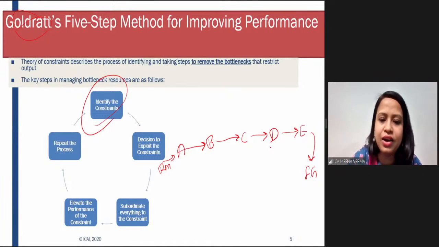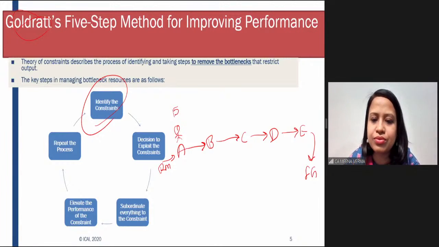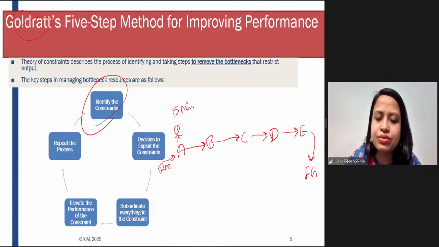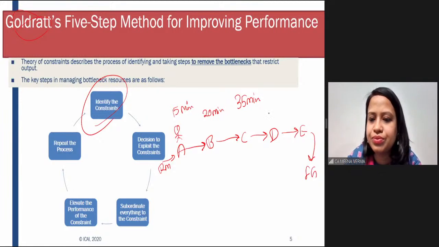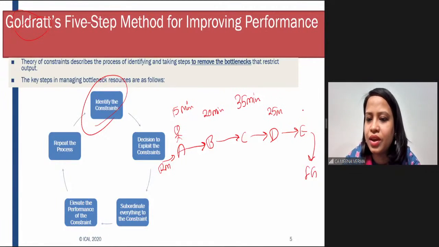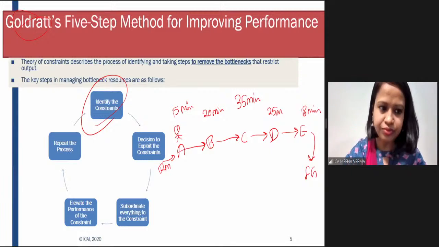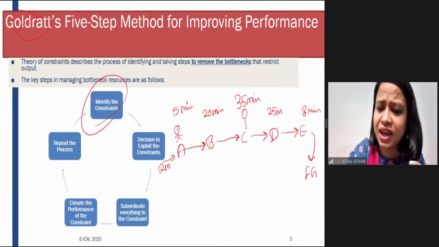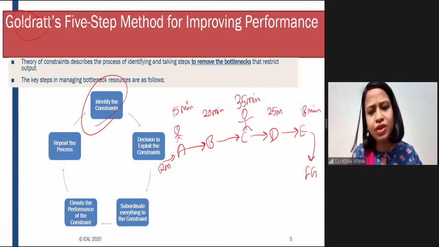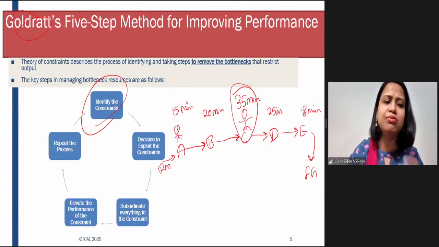I want to give you an example. For example, the labor working here takes 15 minutes, and the labor at this place takes 35 minutes to work. The labor working at this place takes 20 minutes to work, then 25 minutes and 18 minutes. So the maximum time my labor is taking is at this place. For producing any good, my labor takes maximum time in this place.